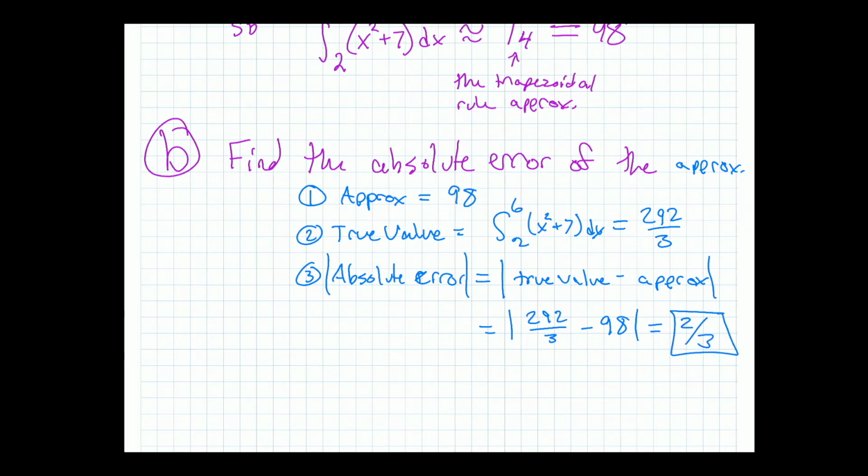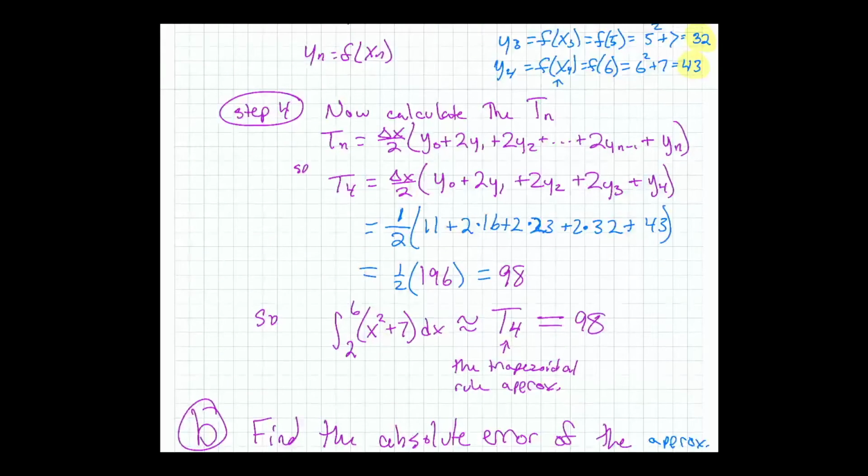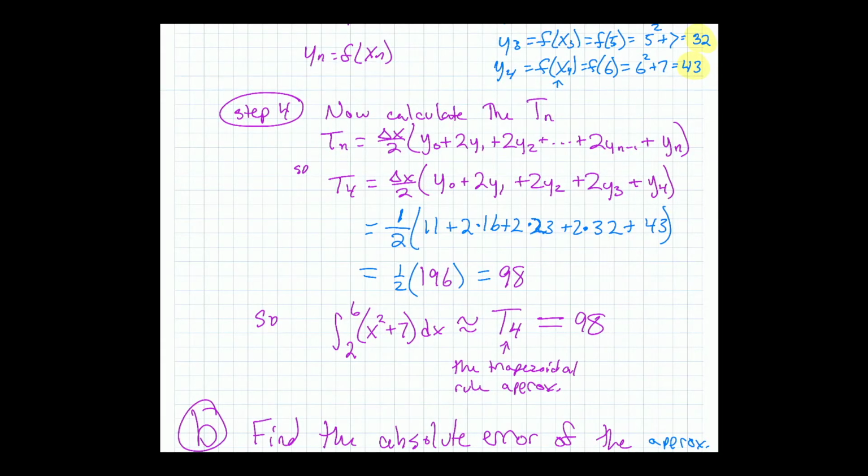And there you are. So what that's saying is that's how far off we were, right? Because 292 over 3 is 97.33, right? So that's the real answer. And then this is the answer we came up with, which was 98. How far off were we? 2/3. Okay, so that's absolute error. And that's the trapezoidal rule, right? So all you really need is the formula for the trapezoidal rule here, and you need to know how to get the delta x, the x's, and the y's.